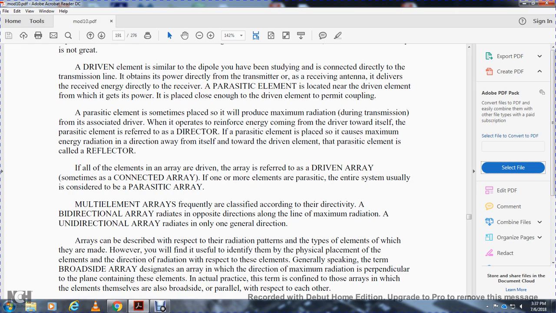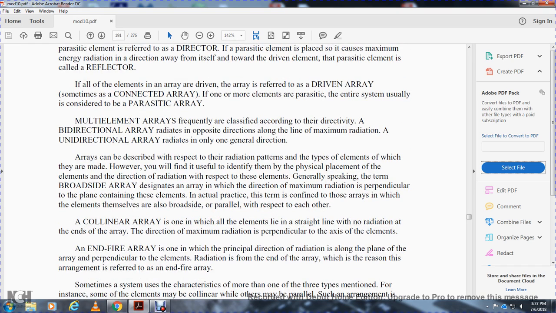Multi-element arrays are frequently classified according to their directivity. The bidirectional array radiates in opposite directions along the line of maximum radiation. The unidirectional array radiates only in one general direction. Arrays are described with respect to the radiation pattern and the type of elements of which they are made. However, you will find that they also identify the physical placement of the elements and the direction of the radiation with respect to these elements. The term broadside array designates an array in which the direction of maximum radiation is perpendicular to the plane containing these elements.